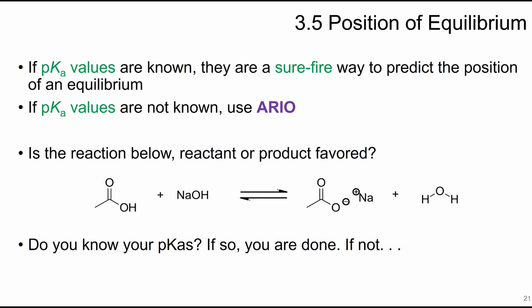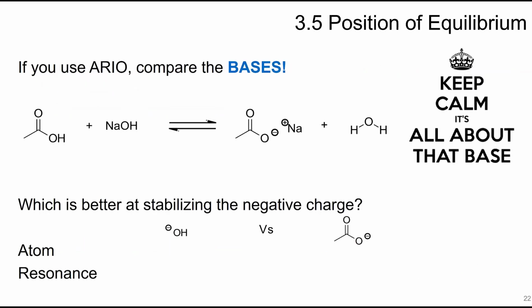In the reaction below, is it reactant or product favored? If you know your pKa's, then you are done with this and you can pick it quickly. But if you don't know your pKa's, we can use ARIO, which is the atom, resonance, induction, and orbital. And you want to make sure to compare the bases. First, we have to identify our bases. This is a carboxylic acid, and this is sodium hydroxide. If you can't remember which is which, you can look at the product if it's available, or think of sodium hydroxide, that is a base. So this is our base.